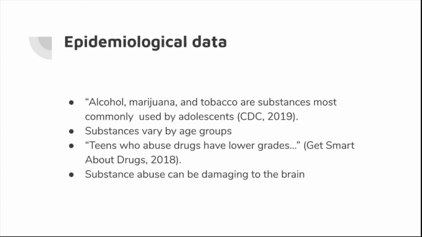Squeglia, Jacobus, and Tapert in 2009 mention that substance use in adolescence leads to abnormalities in brain functioning. This time period is critical for brain growth, and the use of substances has proven to be very damaging. It can decrease cognitive functioning, can reduce the volume of important brain structures, and decrease neurocognitive performance.